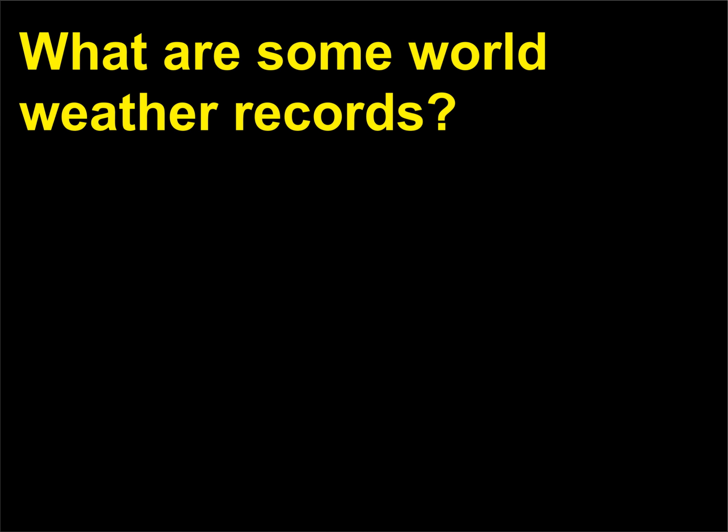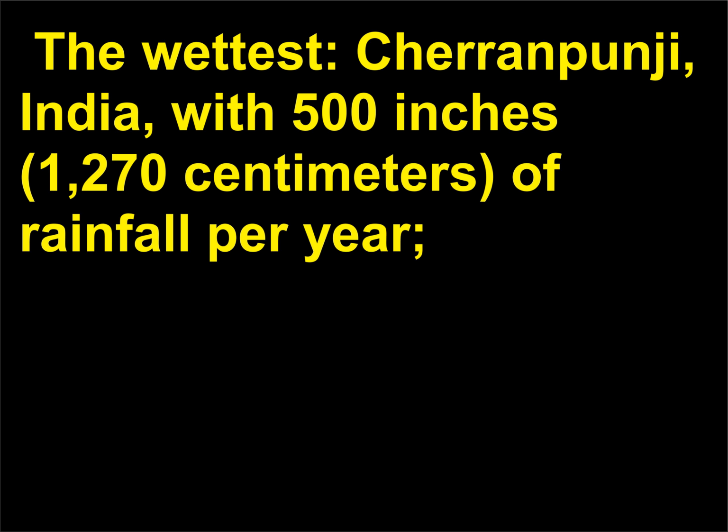What are some world weather records? The following are some amazing weather records. The wettest, Cherrapunji, India, with 500 inches, 1,270 centimeters, of rainfall per year.